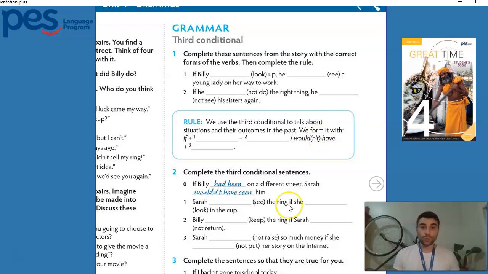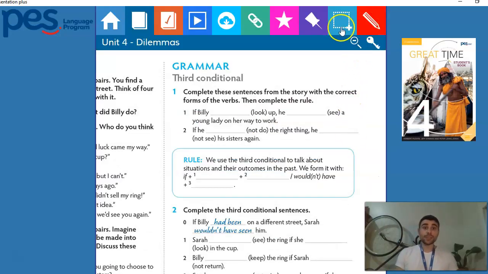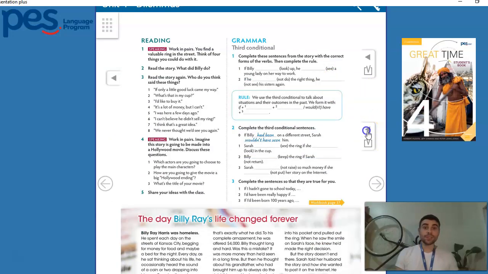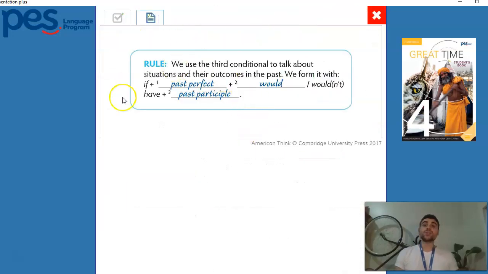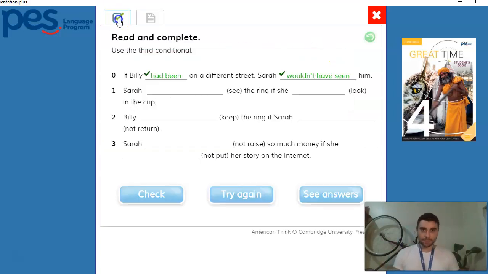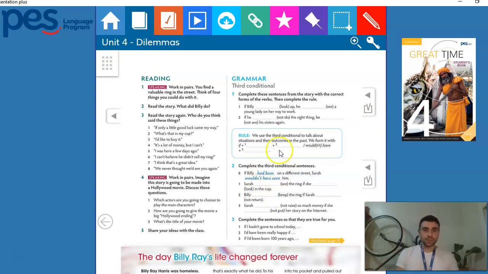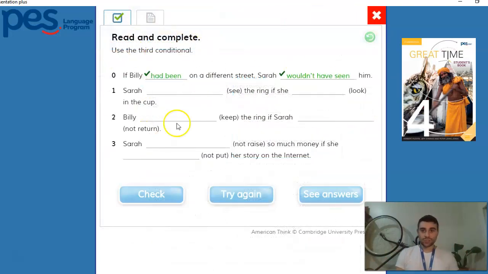This one I'm going to show you how to complete it. Actually, it is already completed here. So the rule says, again, we use the third conditional to talk about situations and their outcomes in the past. We form it with if plus the past perfect plus would or wouldn't, have, and the past participle. Wow, seems very crazy, but going to the next exercise here, right, number 2, which is here, we can see this construction.